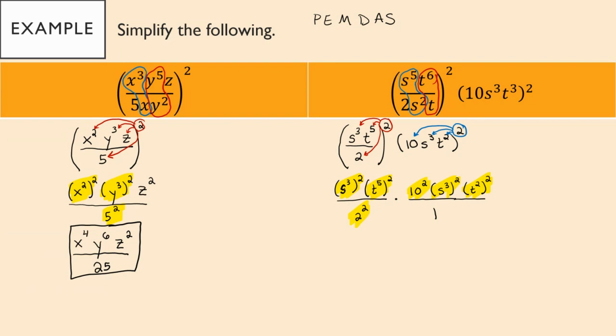So I'm multiplying my exponents. So on the S, 3 times 2 is 6. So I have S to the 6. And then on the T, 5 times 2 is 10. And then 2 squared gives me 4. So that's the first fraction. Second fraction, 10 squared is 100. S cubed to the square, you multiply those. That's going to give you another S to the 6th. Then I multiply for the t's, 2 times 2, that's t to the 4th, over 1.